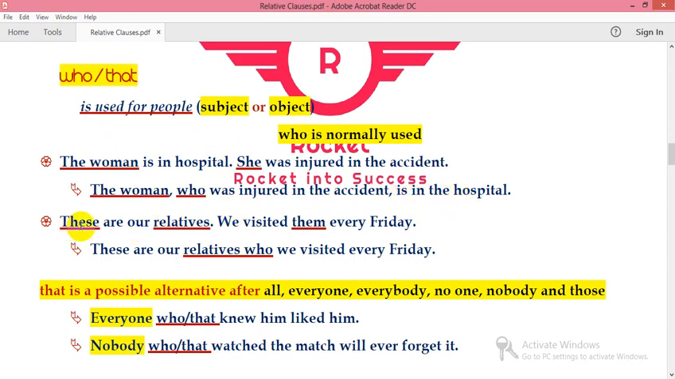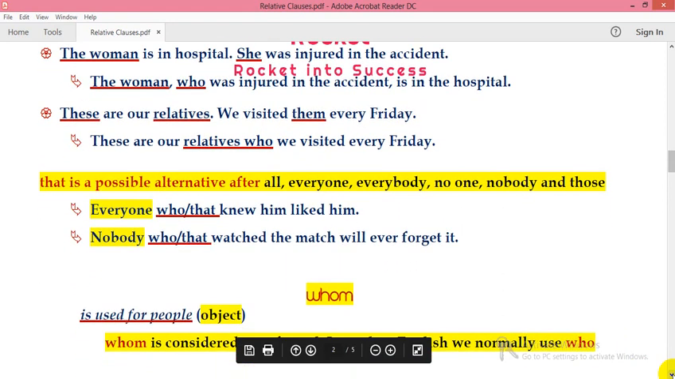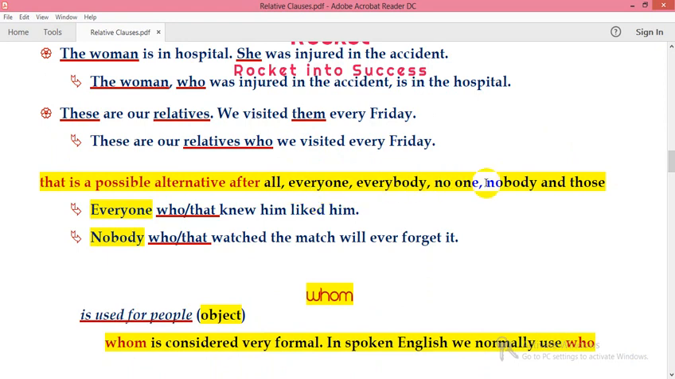Another example: these are our relatives. We visited them every Friday. These are our relatives who we visited every Friday. We can use that as a possible alternative after all, everyone, everybody, no one, nobody, and those. Look at the examples. Everyone that knew him liked him. Nobody that watched the match will ever forget it.